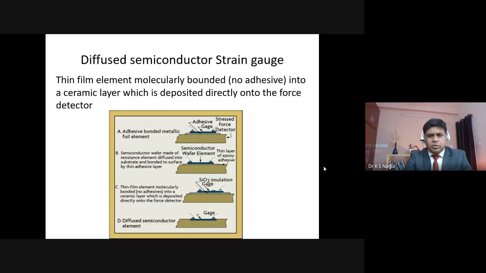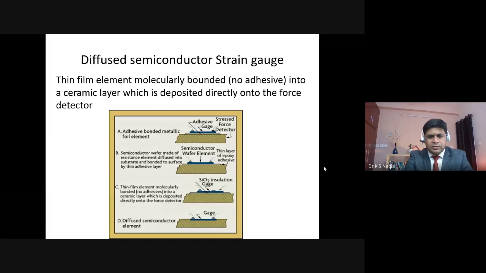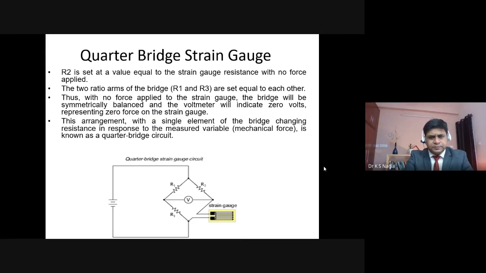There is a very small difference between the ordinary wafer semiconductor strain gauge and the diffused one, but the difference is that sometimes you diffuse the material into the base. On the base you make a pattern and diffuse the material with some insulating or adhesive material. As per the literature, sometimes the adhesive is also not required if the base material is suitable to support the upper material which you are pasting.